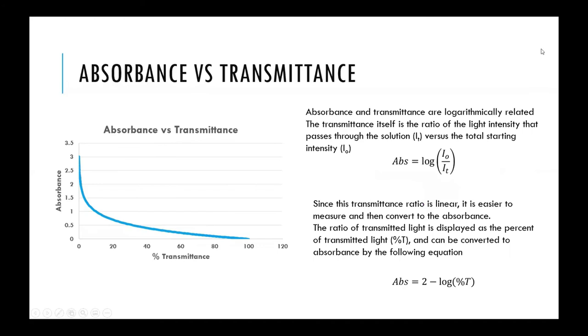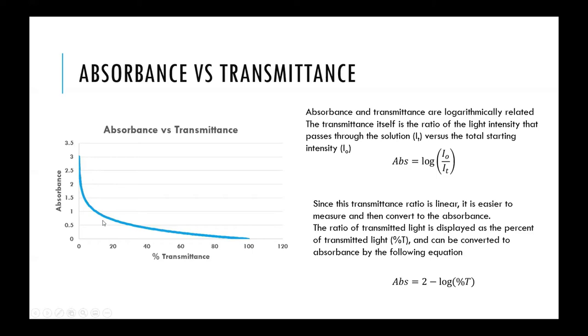Absorbance and transmittance are not linearly related. While transmittance is the amount of light that passes through to the other side, absorbance is the amount of light that's blocked, it's not a direct linear relationship. They are logarithmically related to each other. So as the transmittance decreases and the absorbance increases, it's increasing by a greater amount at this low percent transmittance.